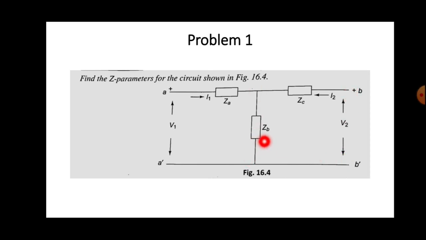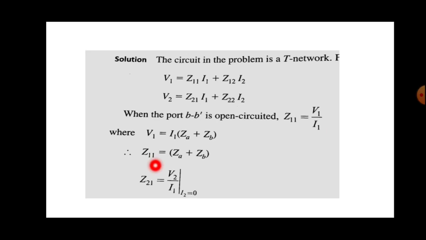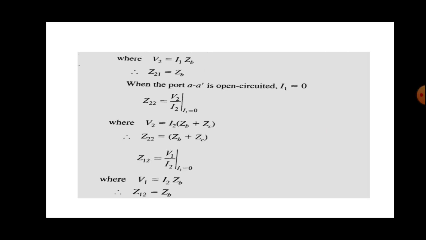So what is the value of voltage across ZB? Voltage across ZB is equal to current through ZB into impedance. What is the current through ZB? That is I1. So I1 into ZB gives V2. So you can write V2 equal to I1 into ZB, and Z21 equal to I1 into ZB by I1. I1 and I1 get cancelled, so Z21 will be equal to ZB. So two parameters we have found by open circuiting the second port.